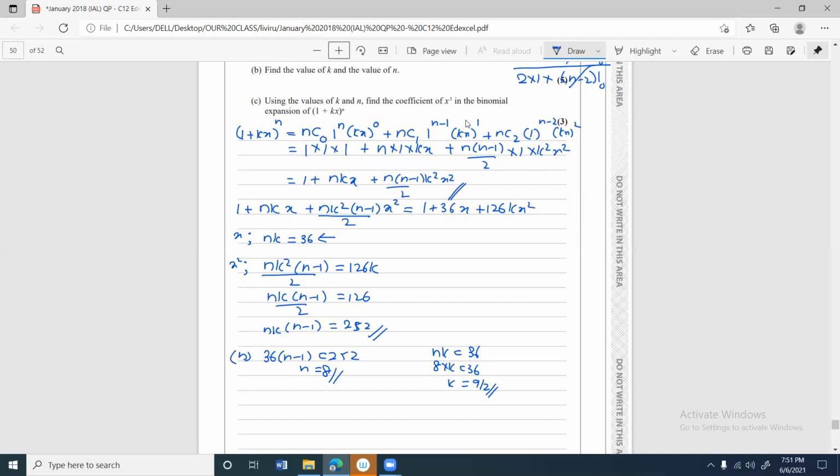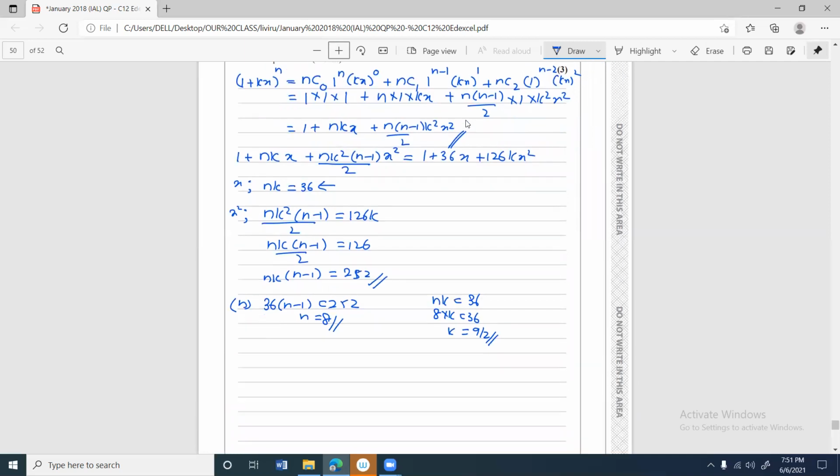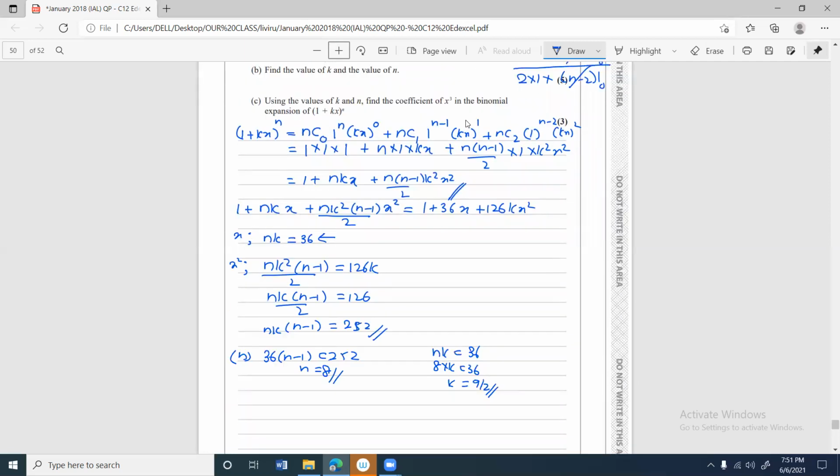Using the value for k, find the coefficient of x cubed. Oh my god. Then we need to find the x cubed term as well. I need to write the x cubed term here. If you extend this one, the cubic term would be nc3 1 to the power n minus 3 times kx to the power 3. That would be the form of that.